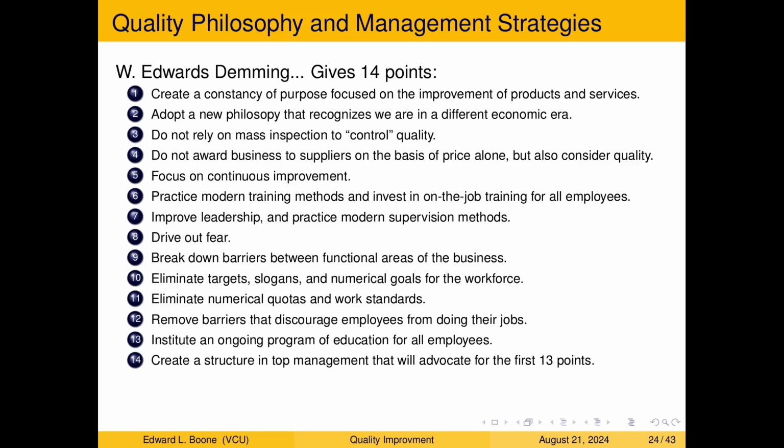Number 10, eliminate targets, slogans, and numerical goals for the workforce. For example, if you're on a production line, you have to produce 100 parts per hour. Well, if you're forced to be working extremely fast, you might not do as good a job producing a quality product, where if they just had slowed it down to maybe 80 or 90, you could do a much better job with it.